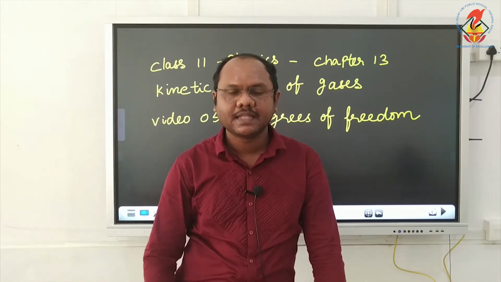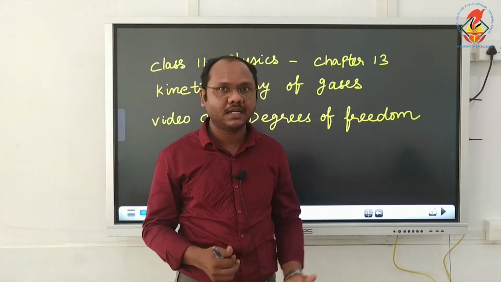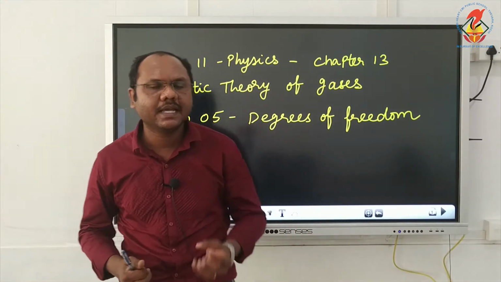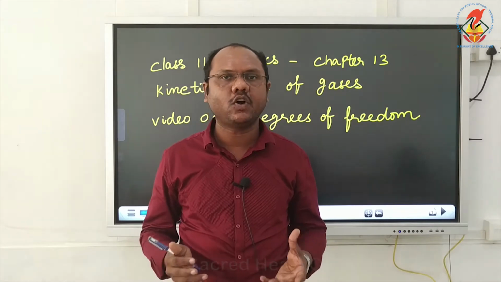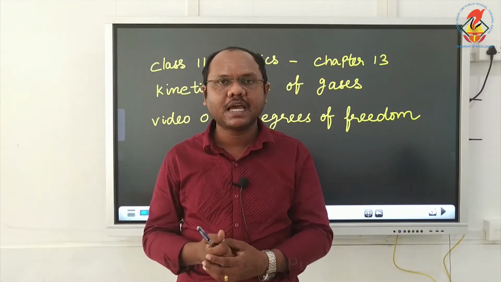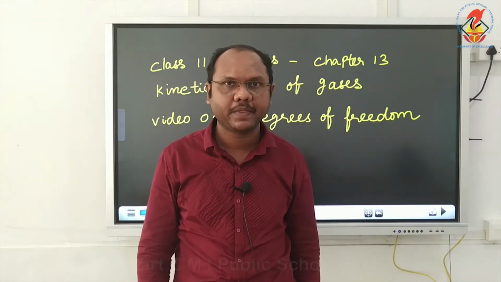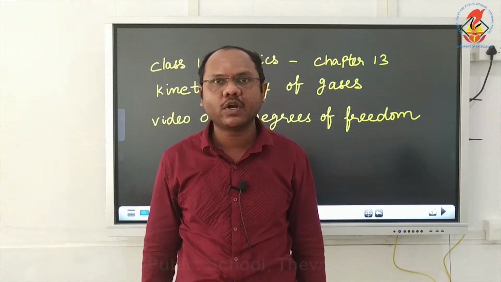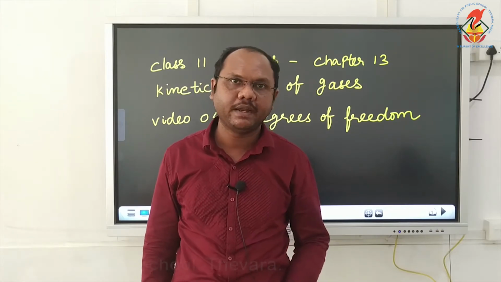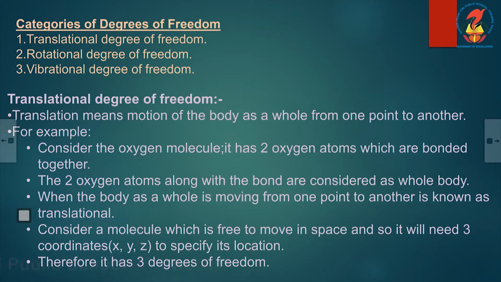Hello students, in the last section we were discussing the degrees of freedom. It is the total number of independent coordinates which can be used to represent the motion of a body. We told that for a monoatomic molecule we have 3 degrees of freedom. Now there are 3 categories of degrees of freedom. The first one is translational, the second is rotational, and the third is vibrational degrees of freedom. Translation means the motion of the body as a whole from one point to another.